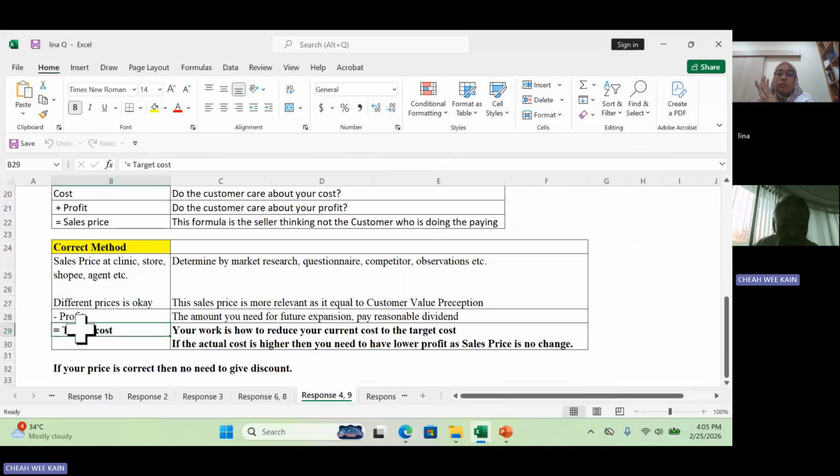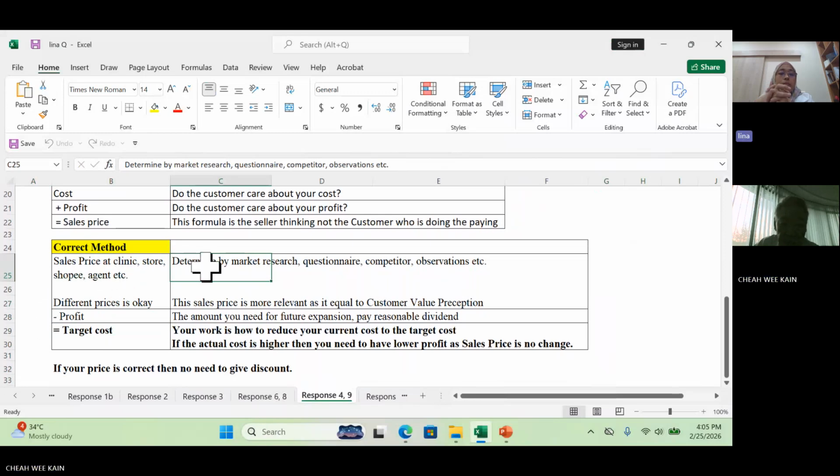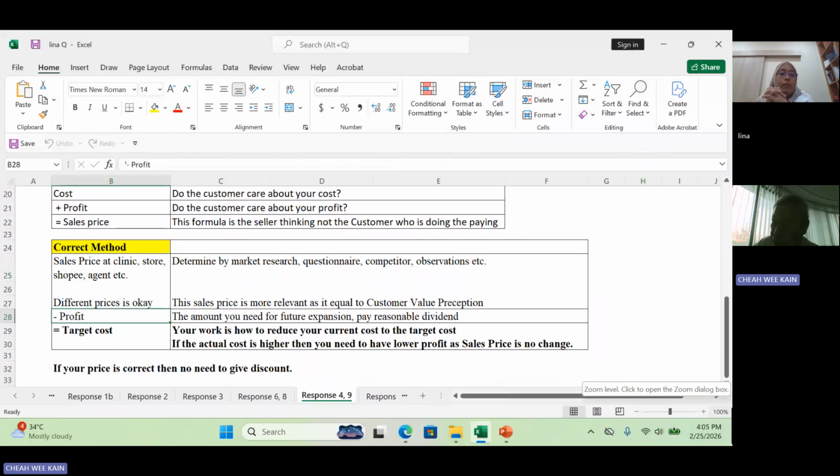So your job now is first to find what price they want to pay. This can be achieved through market research, questionnaires, and so forth. You know the profit that you want. Then this minus this is your target cost. Your work now is to reduce your actual cost to come to the target cost. That's all. So you never think about giving 50% off. No, you don't worry about that. You only worry about what they want to buy and how much they want to pay, at different outlets or sales points. That will be your target cost.